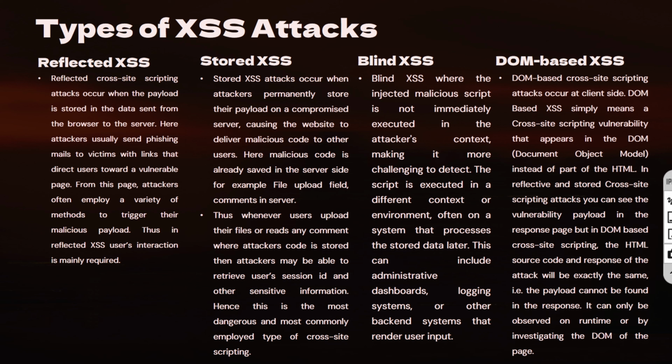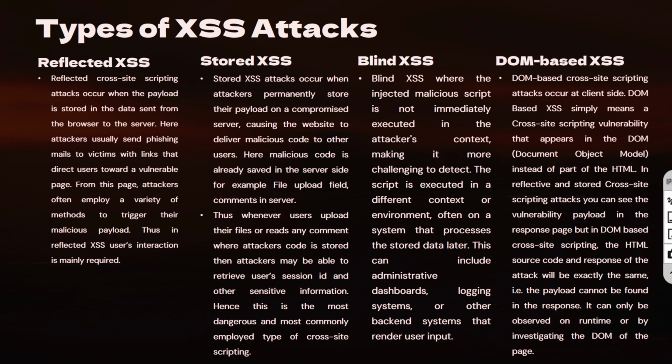Basically, in reflected and stored cross-site scripting, you can see the vulnerable payload in the response page, right? But as compared to that, in DOM XSS, you would not be able to find the payload in the response code actually. So the HTML source code response of the attack will be exactly the same, and the payload cannot be found in the response. It can only be observed at runtime or by investigating the DOM on the page actually. So you have to do that manually.